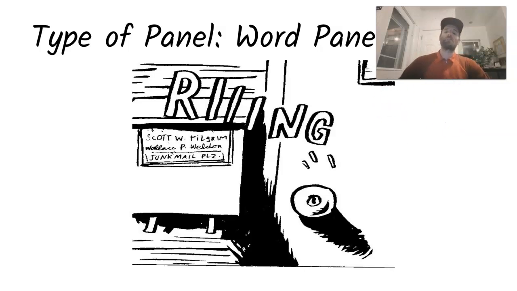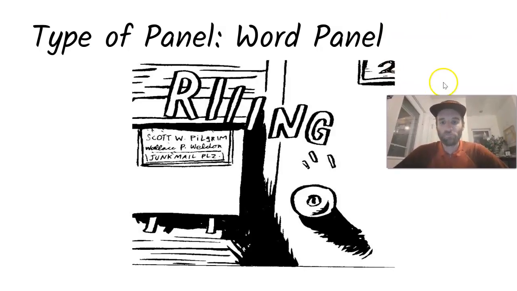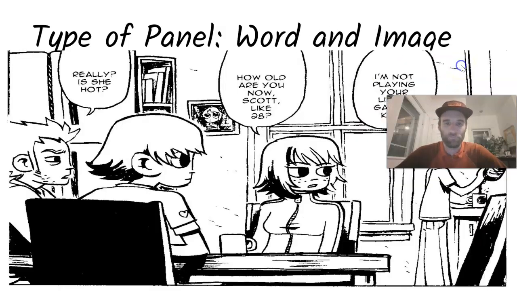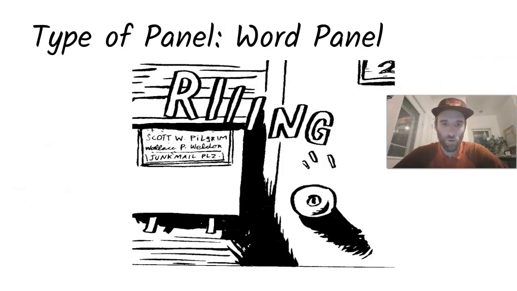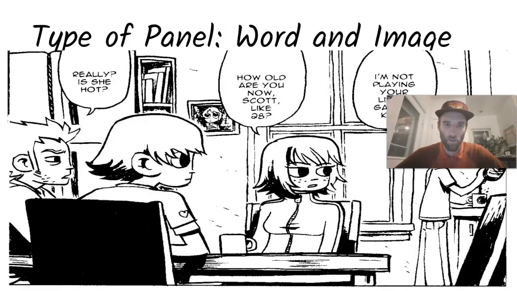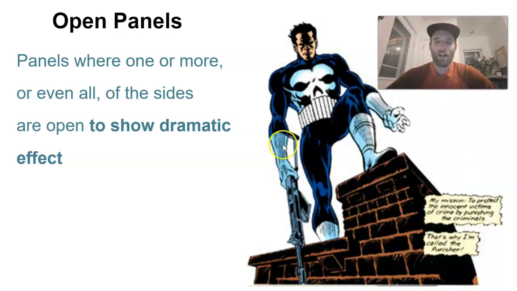All right, some different types of panels. And you need to know this. It's on your mastery check. This type of panel is a word panel. This would be an image panel. This would be a word and image panel. Check that out. Word panel, image panel, word and image. Sometimes you see an open panel, which just means there's no box around it. It's kind of a cool, different look to show drama and dramatic effect, like this example here.